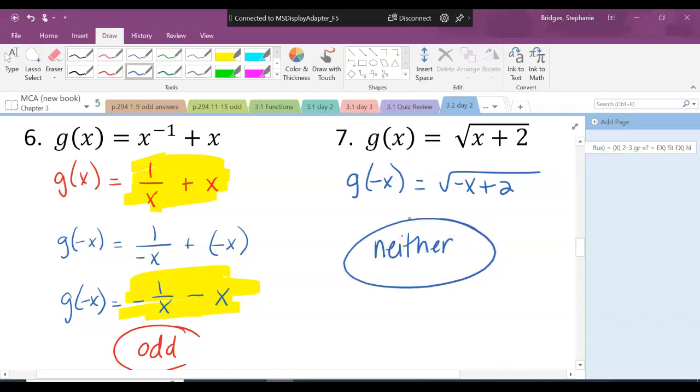Anytime you have a square root, it's always neither. Okay, that's one function that can't be even or odd because it only goes in one direction. The only functions that can be even or odd would be functions that have two sides to the graph.